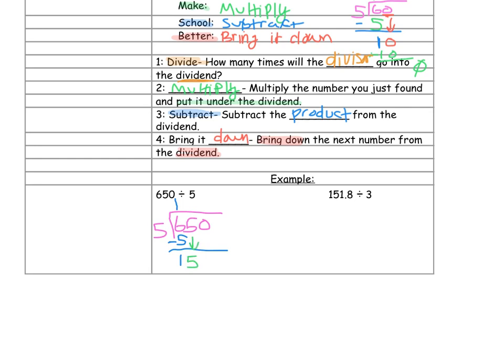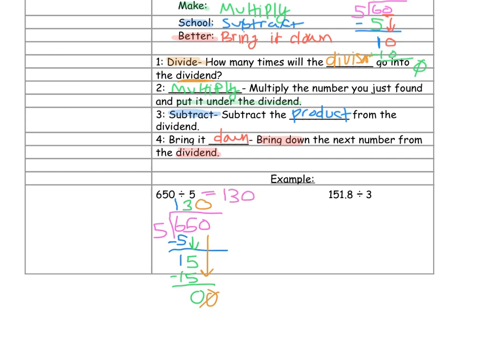5. 15 divided by 5, can we do that? Yeah. 3 times 5 is 15. So we're writing the 3, writing the 15, subtracting, bringing it down. And now, even though we have a 0, let's bring it down anyways. So, is there a number that we can multiply to go from 5 to 0? Yeah, we can do a 0, because 5 times 0 will get me 0. So we're done. So 650 divided by 5 is 130.